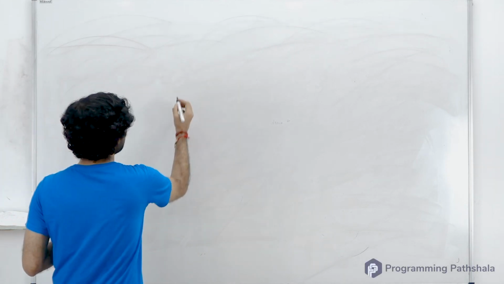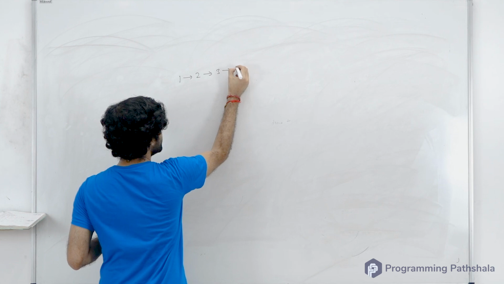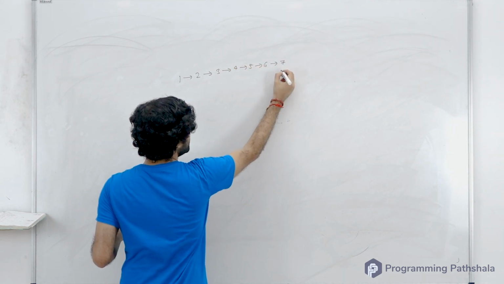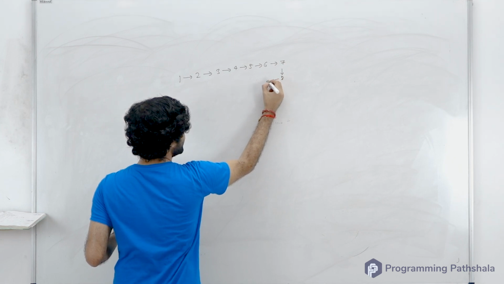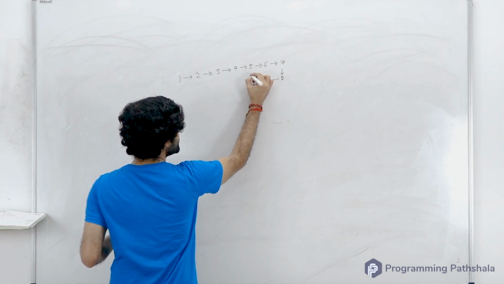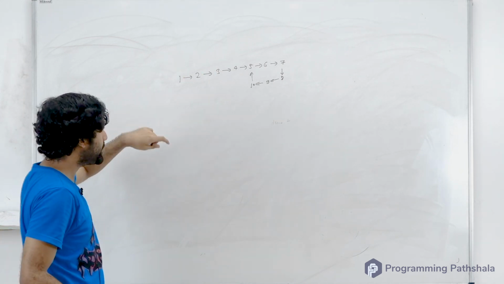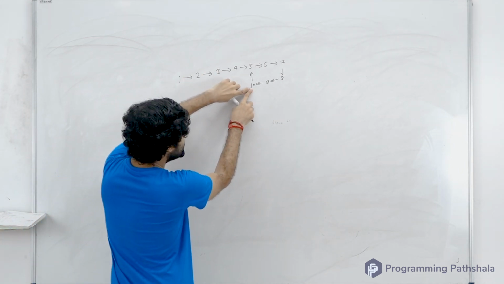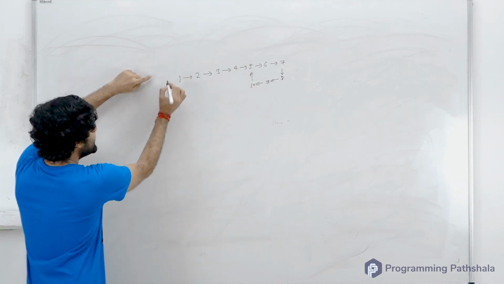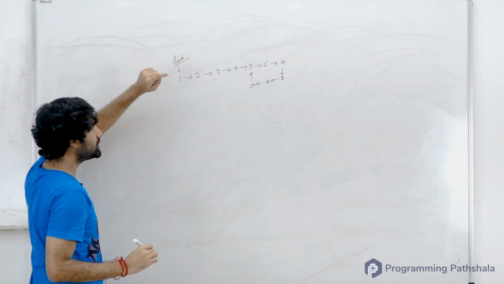Let's say there is a linked list where 1 points to 2, points to 3, 4, 5, 6, 7, and let's say 8, 9, 10, and let's say then this 10 points to 5. So now you can understand why I have drawn this linked list in this way, because one of the nodes is pointing to the previous node. So this is what my linked list is, and here is my head.